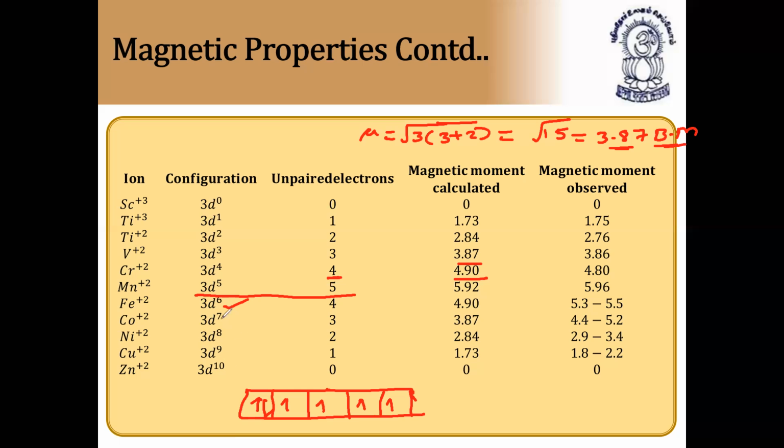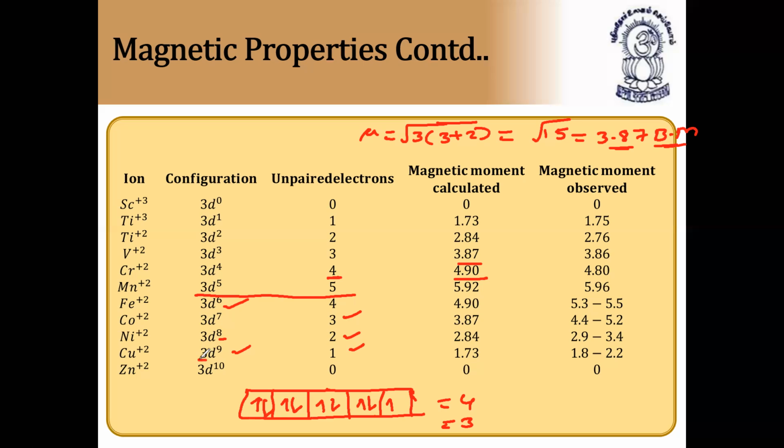So in iron we have 3d6, 6 electrons, and the sixth electron is paired. So how many unpaired electrons are there? 1, 2, 3, 4. That's why it is 4 unpaired electrons. Suppose 7 electrons are there, then this also will get paired, so it will have 3 unpaired electrons. 8 electrons means it also will get paired, so it has 2 unpaired electrons. 9 electrons means this also will get paired, so it has 1 unpaired electron.